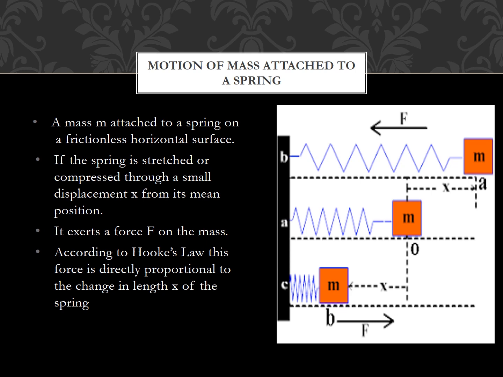In this, I am going to take a mass M whose one end is attached to one end of the spring, and the other end of the spring is attached to a rigid support. The mass is placed on a frictionless horizontal surface, and by applying an external force on the mass, we extend it from its mean position O to an extreme position A. Then according to Hooke's law, this force is directly proportional to the change in length of the spring.